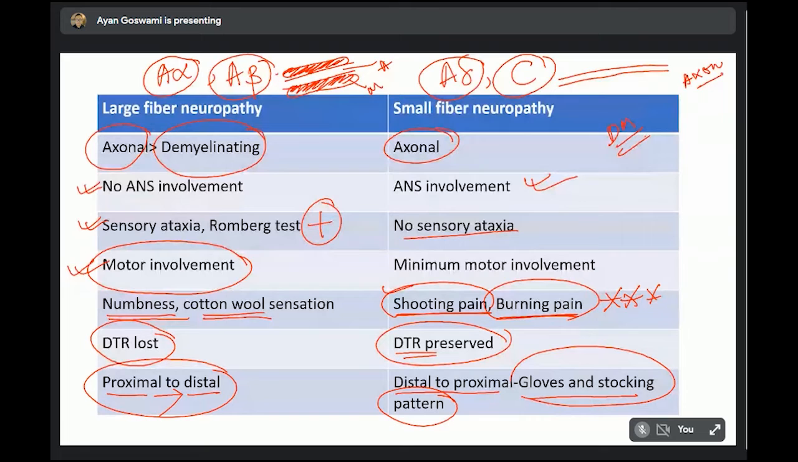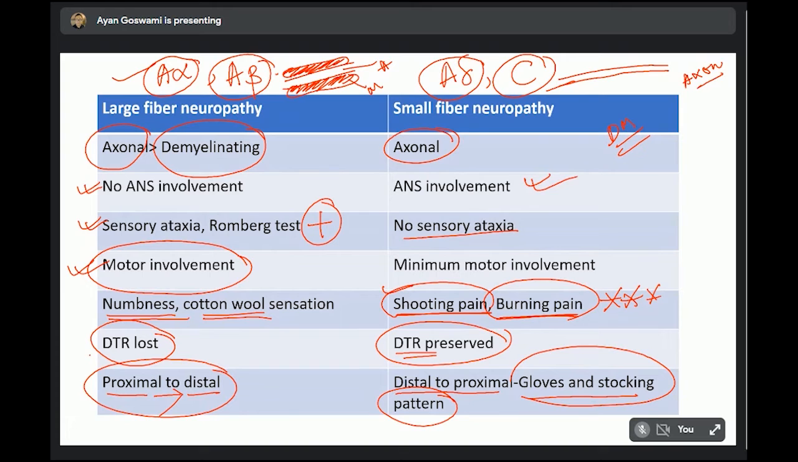But remember, deep tendon reflex will be preserved in small fiber neuropathy, because A delta and C fibers are not required for deep tendon reflex. The alpha motor neuron, which is required for deep tendon reflex, is in the large fibers, right? So deep tendon reflex, for example knee jerk, might be lost in case of large fiber neuropathy, correct?